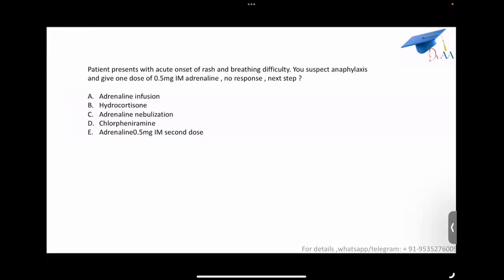There is an acute onset of rash and breathing difficulty. You suspect anaphylaxis. Given 1 dose of 0.5 mg adrenaline, no response. Next step: we repeat the second dose of adrenaline. If the second dose is also not working, that's when you give adrenaline infusion.